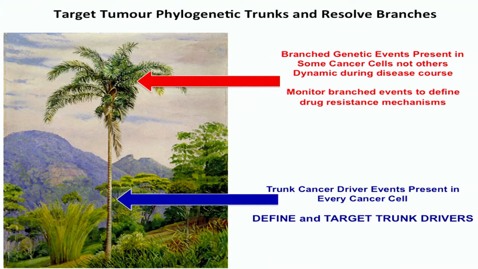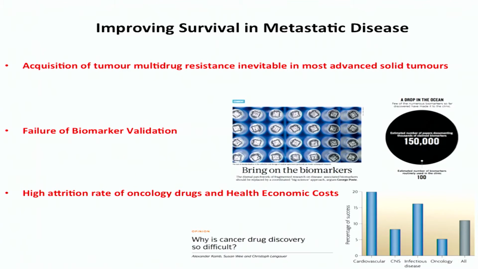It's all very well describing this. We've got to actually do something about it. And I think the first thing is that we need to think about tumours like trees. We've got trunk events that are present in every tumour cell. These are the events we need to target and target mercilessly. And then we've got branched events that are present in some cells but not others. And that's what's going to drive resistance to therapy, a bit like that mTOR mutation I showed you earlier. Mutations that are present in some cells but not others drive resistance to therapy. And we need to understand the clonal architecture of the tumour.